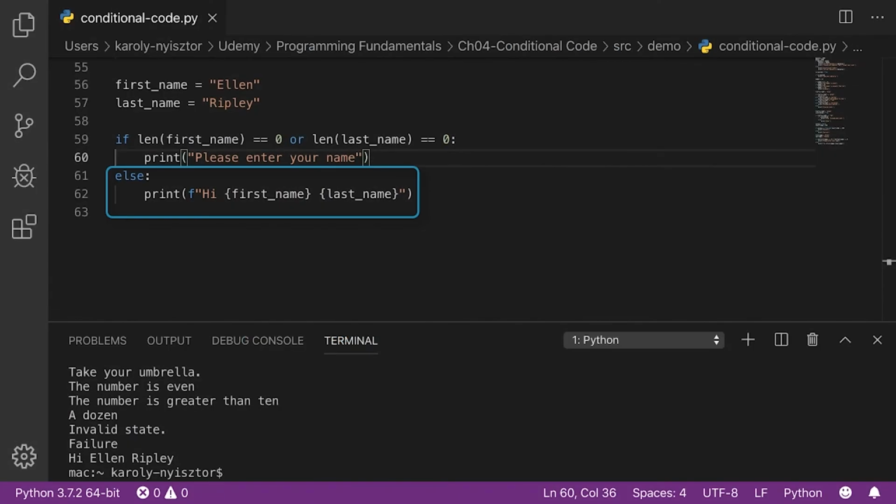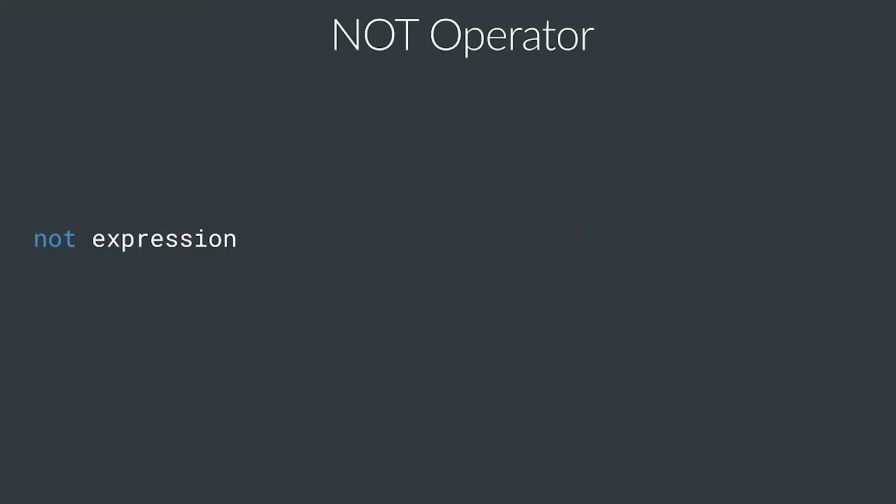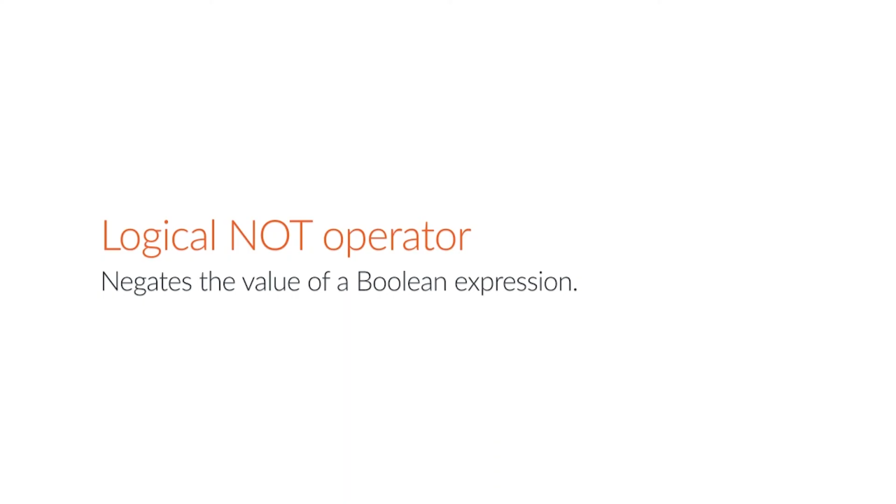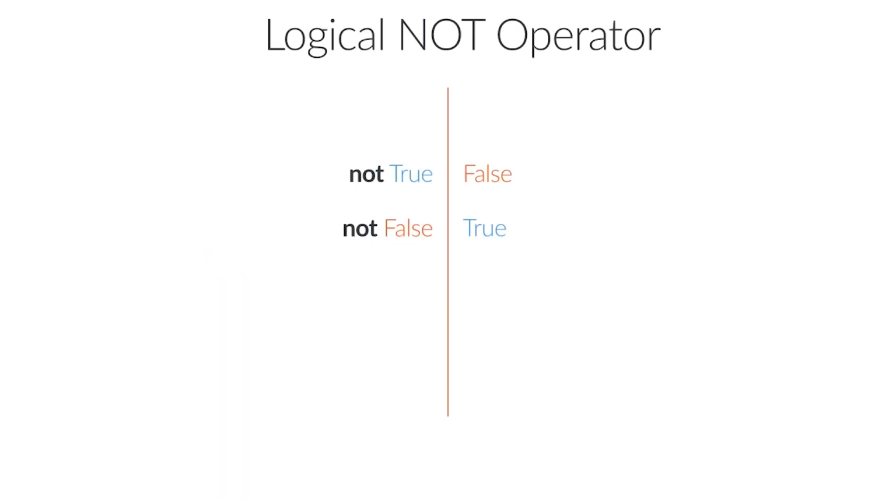The third logical operator is not. The not operator takes a single expression, and you can use it to negate a Boolean expression. In other words, placing not in front of a Boolean expression reverses its meaning.